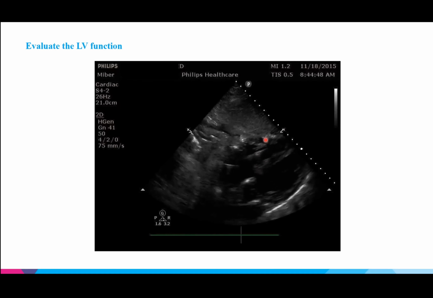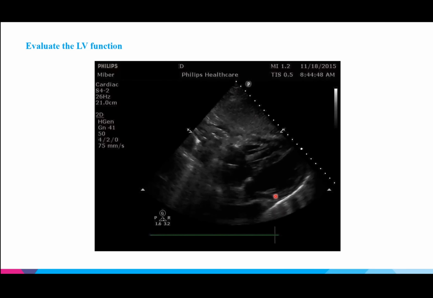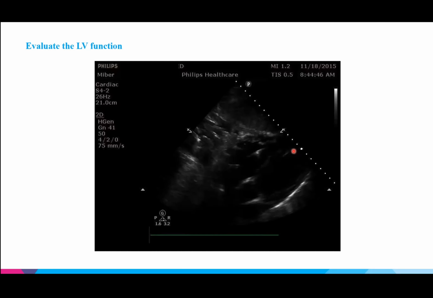Yeah, so this is the subcostal, right? And you can see sort of the right ventricle up here, right atrium, and then you sort of have your left ventricle down here. Then you have a liver here. And so that's how we know we're in the abdomen looking towards the heart.